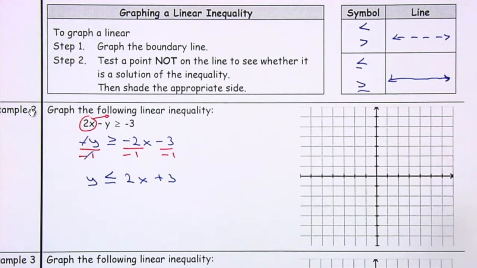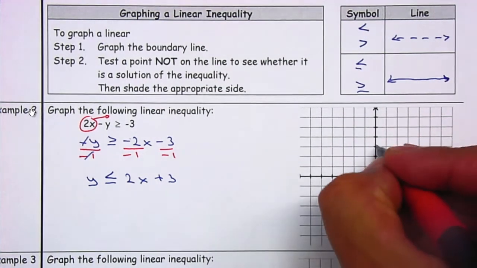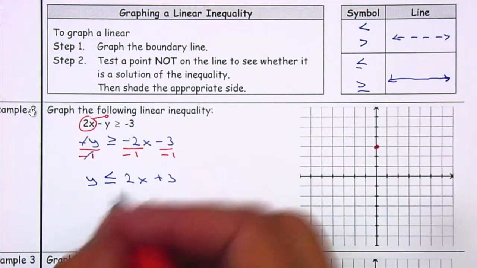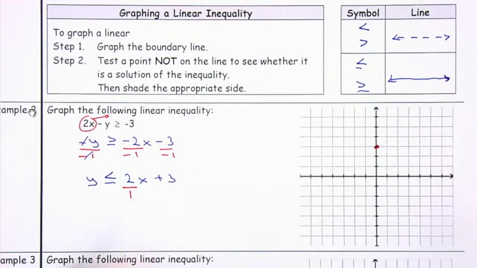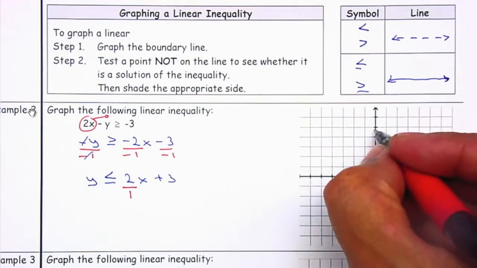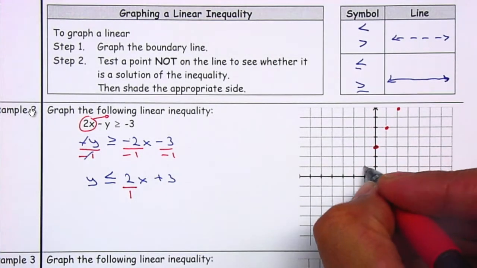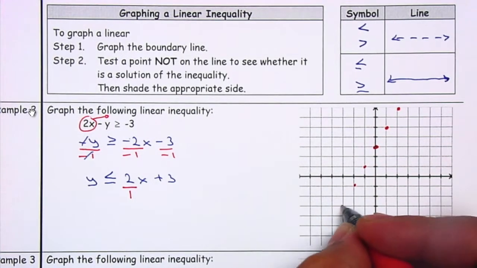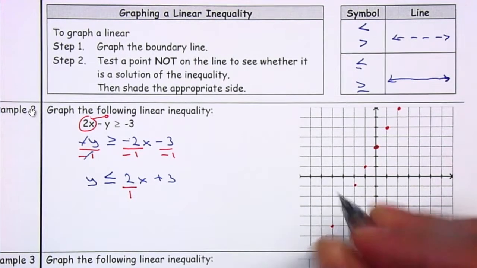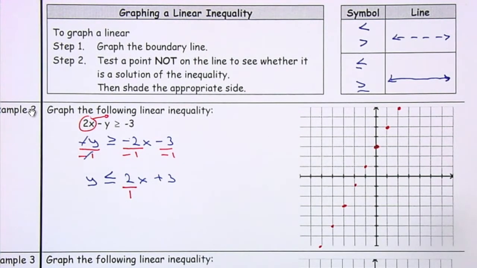We are going to graph it. The y-intercept is 3. My slope is positive 2 over 1. So I'm going to go up 2 and to the right 1, up 2 and to the right 1. Or I can do the opposite, down and to the left. I'm going to connect all those points.